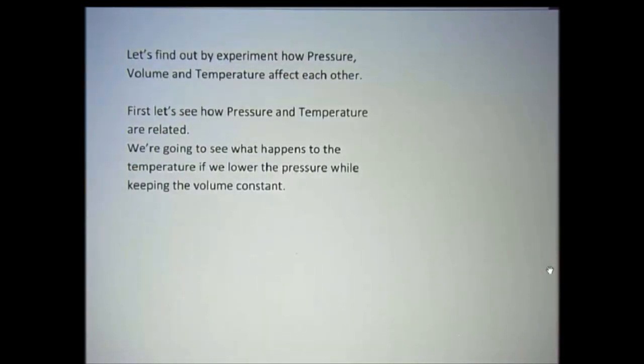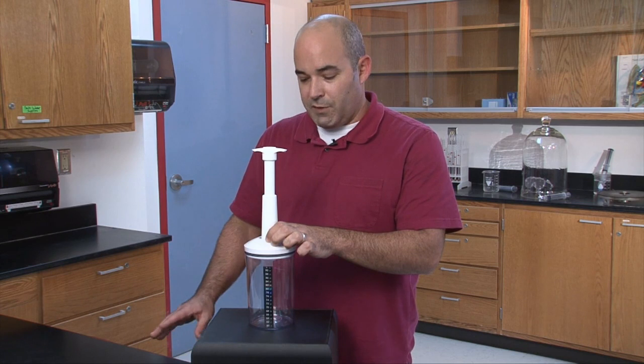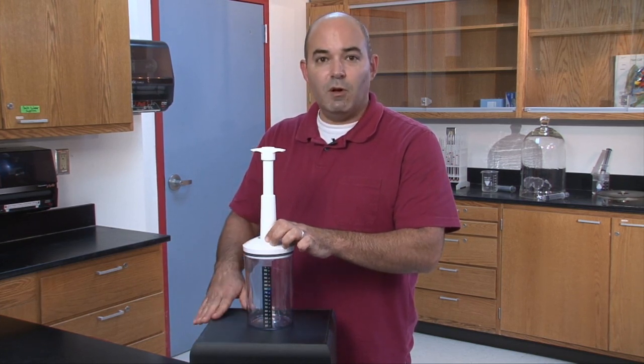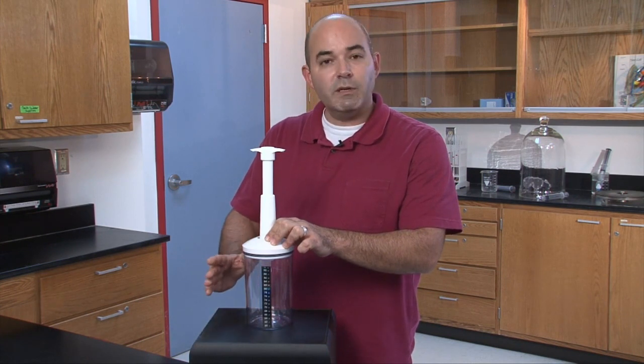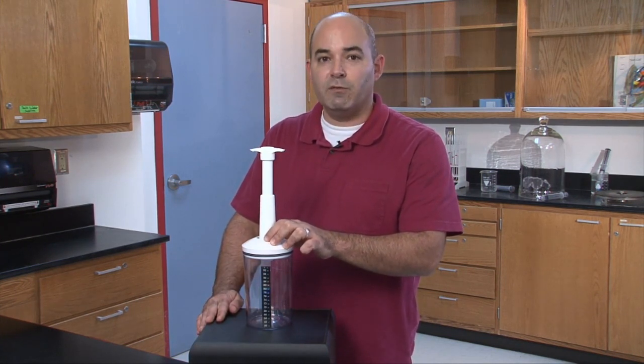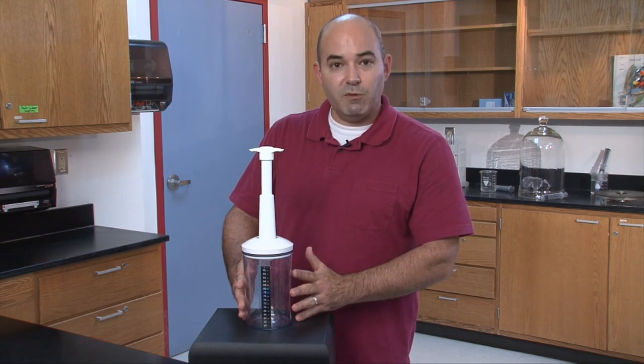Okay, first, we're going to find out how lowering the pressure while keeping the volume constant affects the temperature. Our goal for this section is to figure out how pressure and temperature and volume are all related. It's called the ideal gas law. I could just tell you what it is, but it's a little bit more interesting to try and figure it out for ourselves. What we have here is a commercial food sealer.